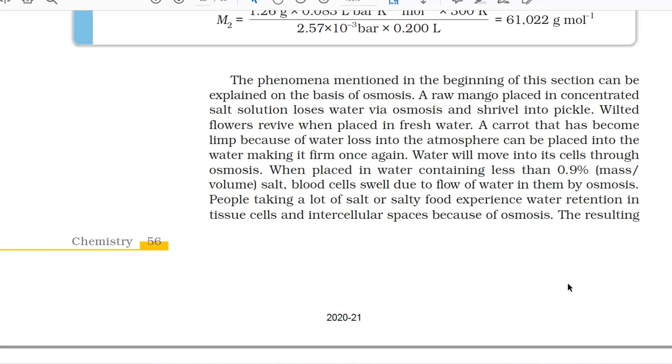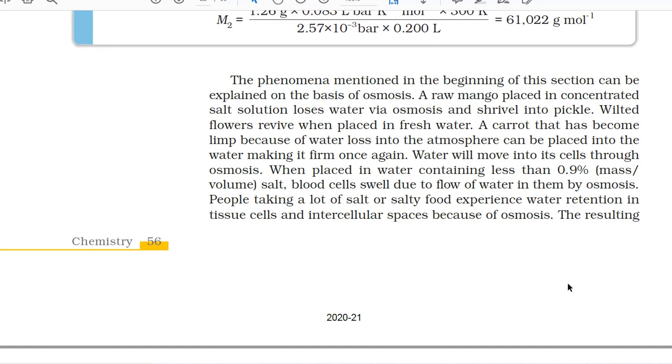The phenomena mentioned in the beginning of this section can be explained on the basis of osmosis. A raw mango placed in concentrated salt solution loses water via osmosis and shrivels into pickle. Wilted flowers revive when placed in fresh water. A carrot that has become limp because of water loss into the atmosphere can be placed into the water, making it firm once again. Water will move into itself through osmosis.